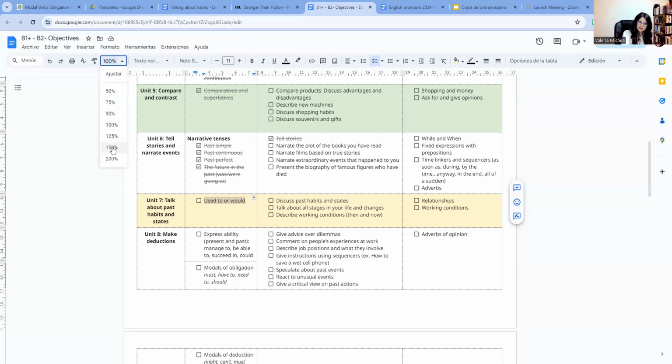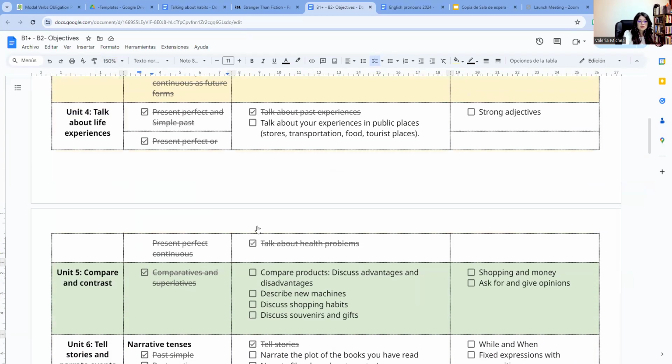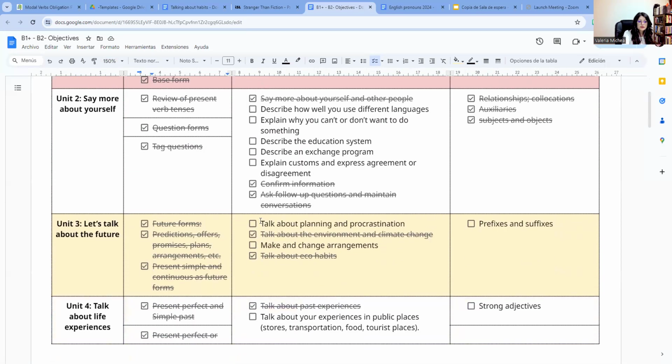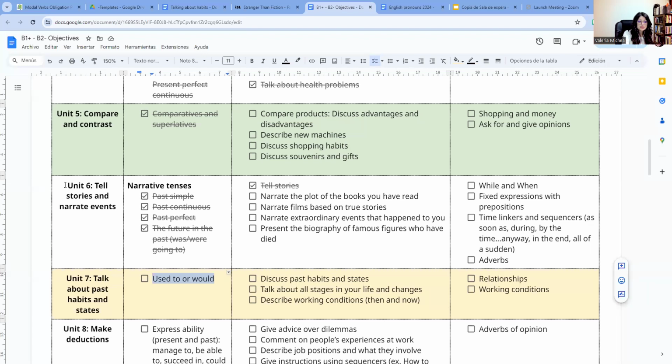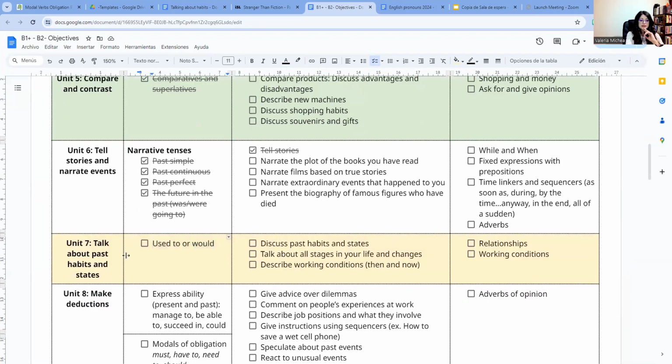Just so you know, as we are still working based on the objectives document, we have covered all of the lessons up until unit 6, which is narrative tenses. After narrative tenses, we did a little pause in order to talk about indefinite pronouns. That's not on the objectives list, but we still had a look at them. We also had a look at possessives, which is not in the objective list again, but it's like extra material. Today we are going to work on Unit 7.